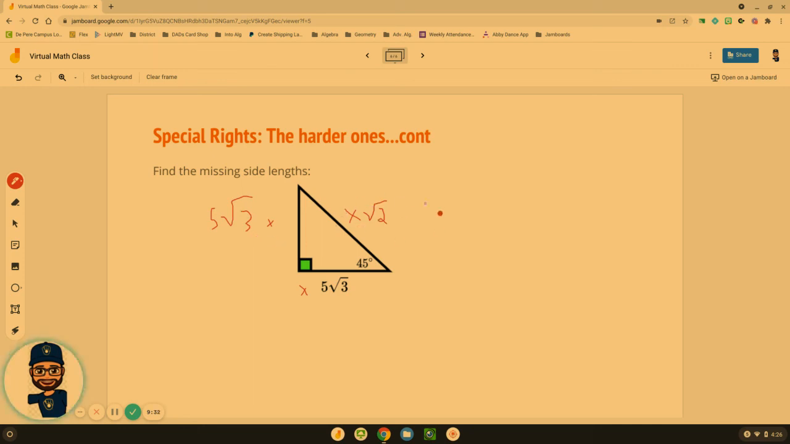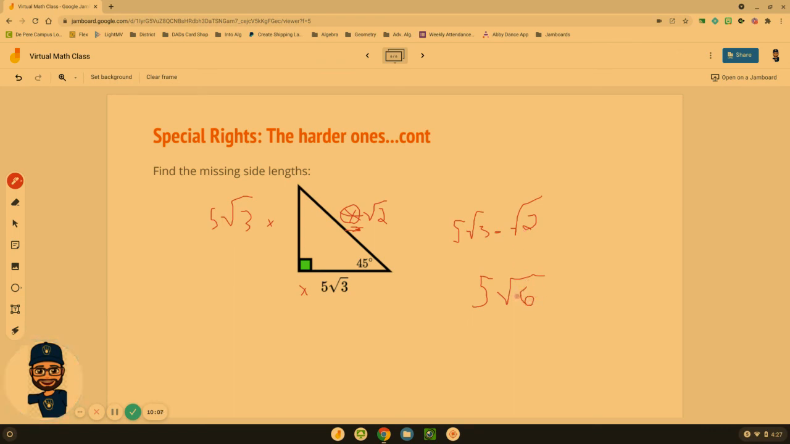And to find our hypotenuse, we're going to plug in that value of x right there. 5 square root of 3 times our square root of 2. Right? When we multiply, we can multiply the coefficients. 5 times, there's a 1 out in front of here, so that's 5. And then we can multiply anything underneath the square roots together as long as they're being multiplied. Square root of 3 times the square root of 2 is the square root of 6.